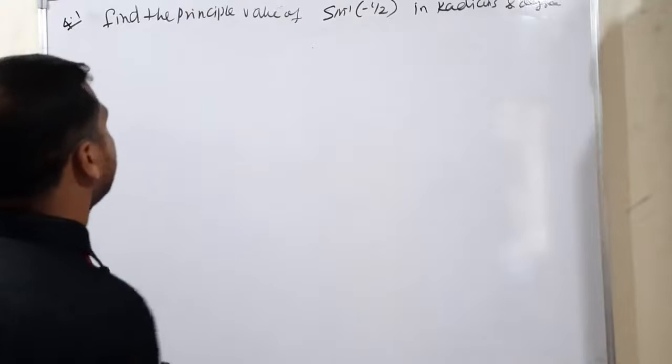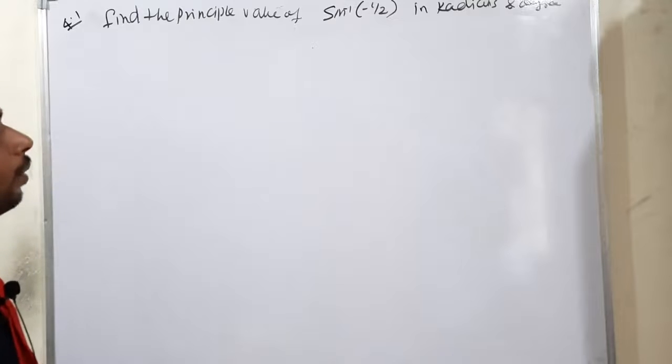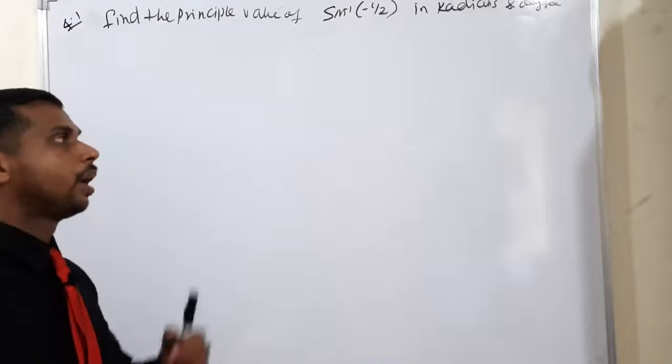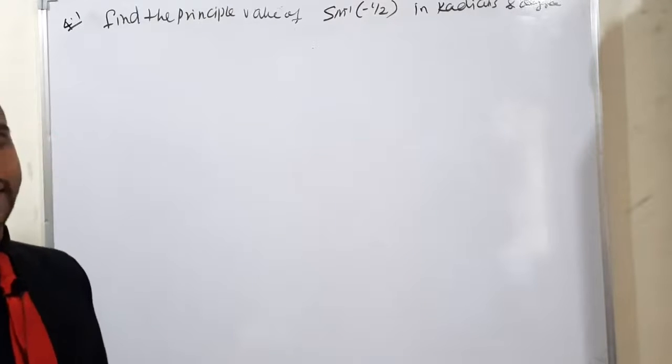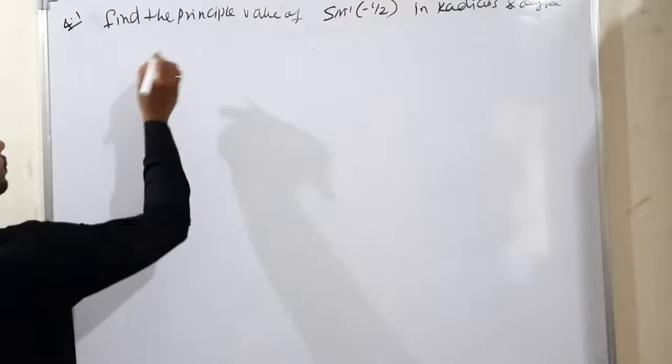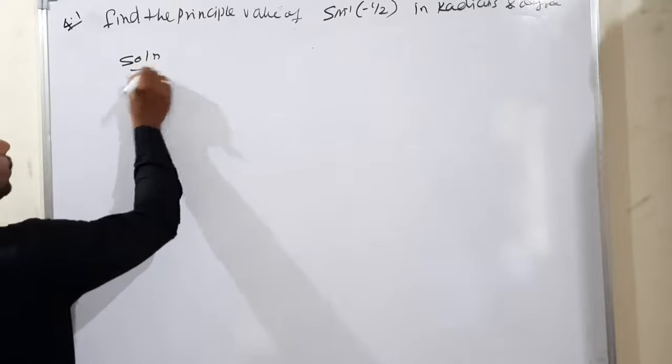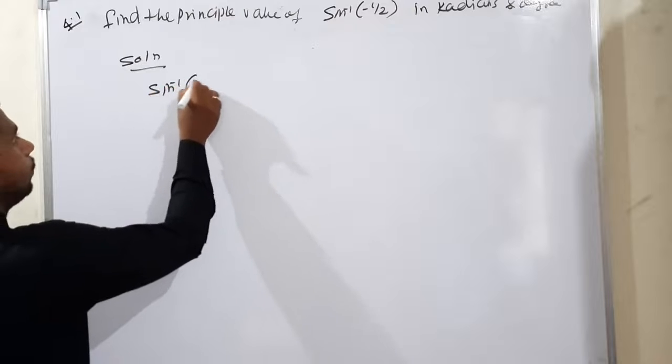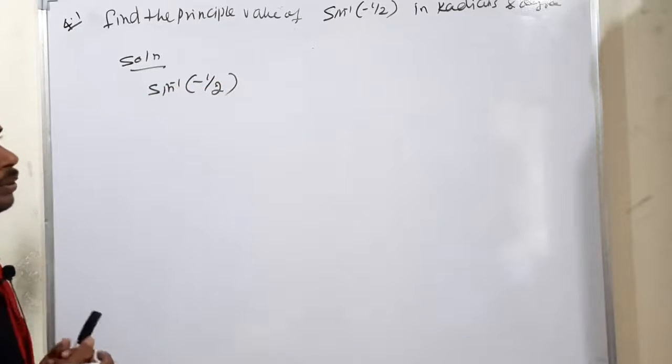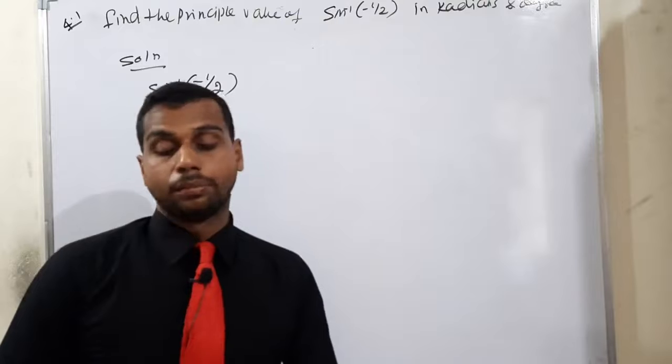Moving to example 4.1. What is the question? Find the principal value of sine inverse of minus 1 by 2. We have to write the answer in radians and degrees. Okay, the first one, solution. What is the question? Sine inverse of minus 1 by 2.